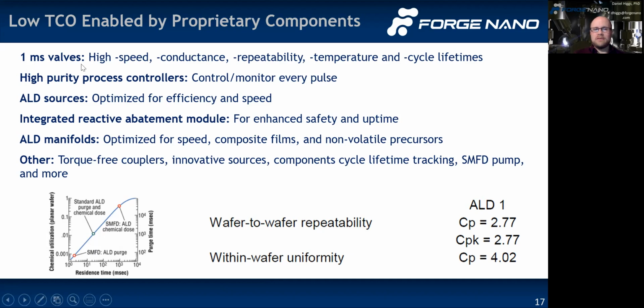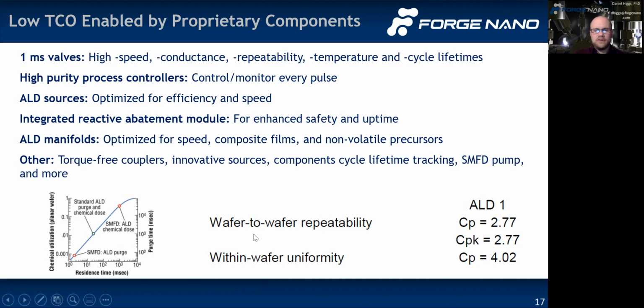First, the millisecond valves, which are high-speed valves. Secondly, the high purity process controllers. We'll cover both of those on the next slide. And then also ALD sources, integrated abatement, an ALD manifold that's custom, and many other small details that add up to be significant differences and differentiators with our equipment. And as I mentioned, we do all this without compromising quality.